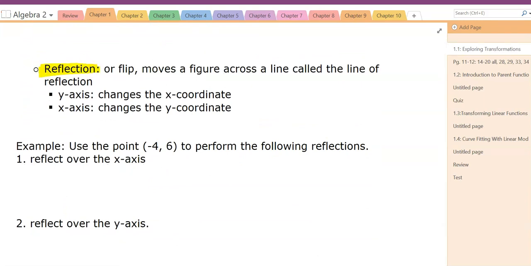Another word for reflection would be flip. So just like translation, we could also call that a slide. We could call reflection a flip because it actually takes the shape and just flips it over this imaginary line that's on the graph, and that line is acting like the line of reflection. If you think about when you look in the mirror, you're reflected back, and everything's reflected backwards. So like if you have something written on your shirt, that reflects backwards in the mirror.